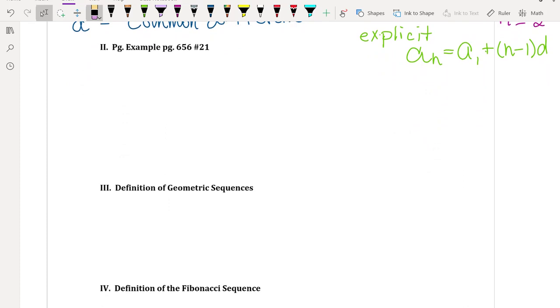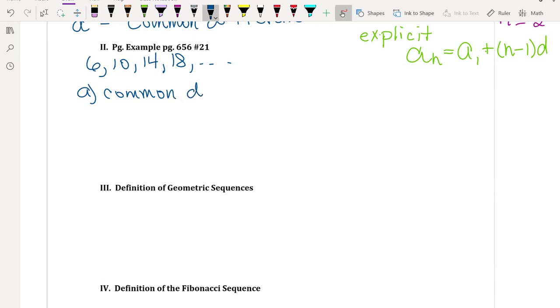So number 21 on page 656 in our textbook, we are given this sequence, 6, 10, 14, 18. So what you need to do first is find the common difference. So you just have to see how far apart those numbers are. And in this problem, we're given that this is an arithmetic sequence, so we know that there is a common difference. In this case, the common difference is 4.